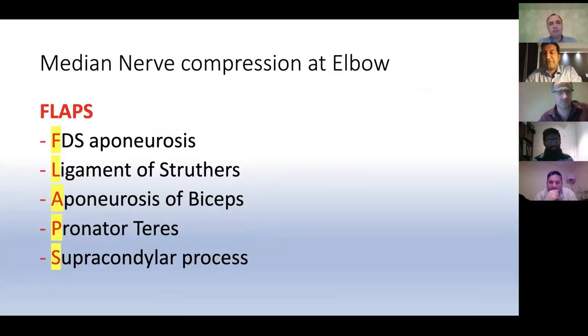What I was going to get onto is, if you did really well, where can the median nerve be compressed with a high median nerve palsy? I've got a little mnemonic: flaps, FDS aponeurosis, ligament of Struthers, aponeurosis of biceps, pronator, supracondylar process. So you can learn that if you want for the exam.